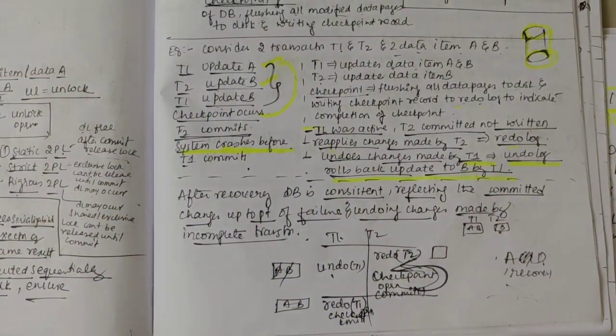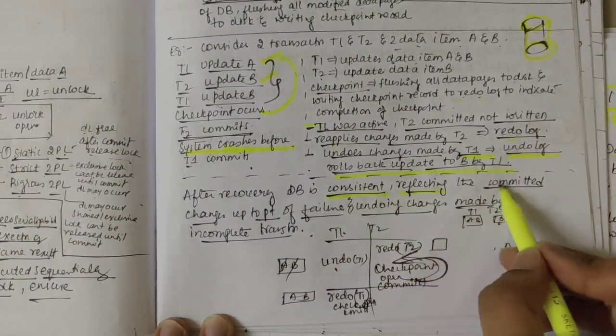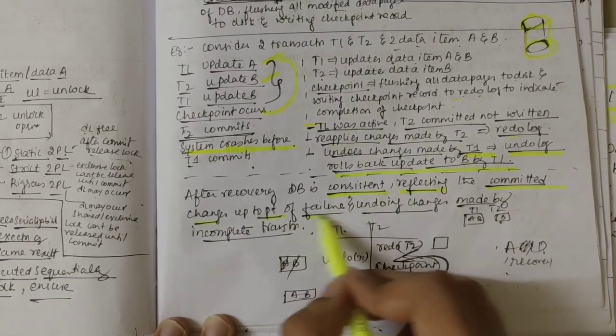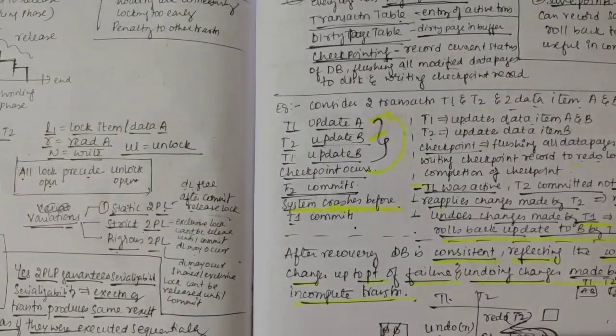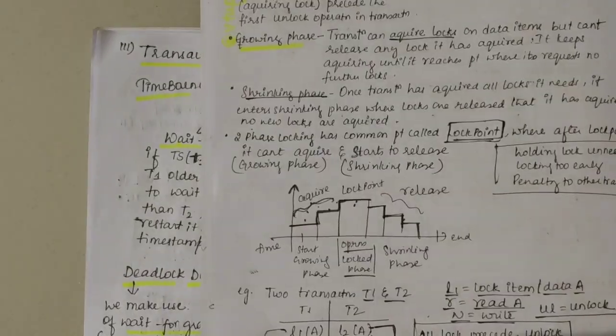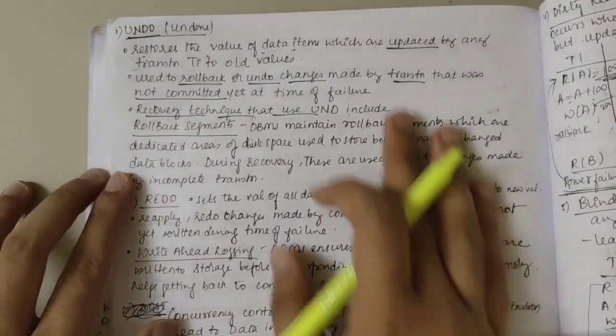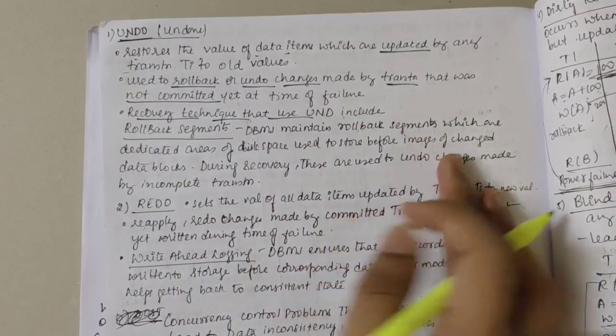So after recovery, the database is consistent, reflecting the committed changes up to the point of failure, and undoing the changes made by the incomplete transaction. So that's how the data is preserved. Next, moving on to the definitions. These could be asked for 1 or 2 marks each.